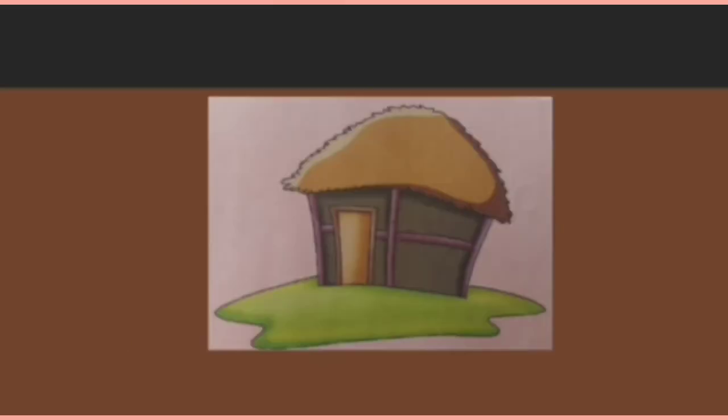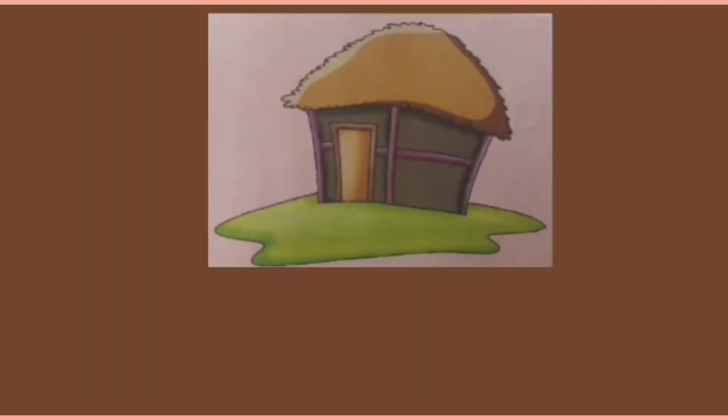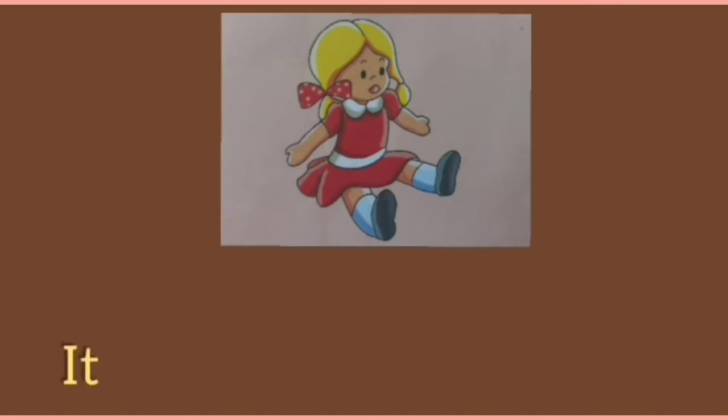The next image is of a hut. So the sentence would be, it is a hut. H-U-T, hut. Then a full stop to complete the sentence. Next, it is a doll. So what would be the sentence? Capital I-T. It is a doll. D-O-L-L, doll. And a full stop.